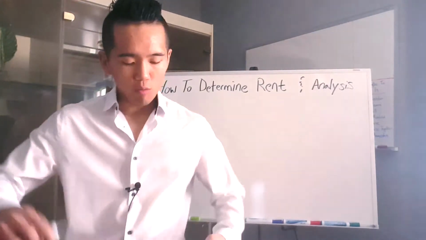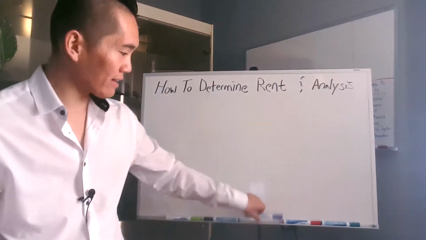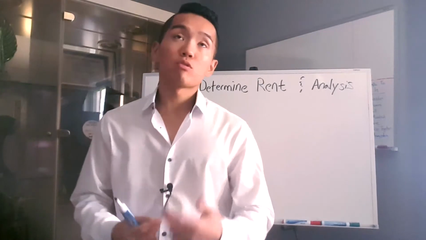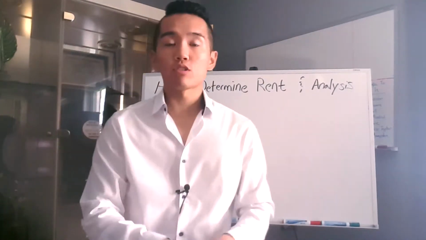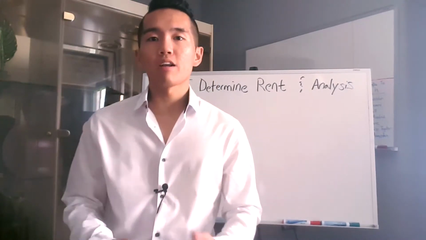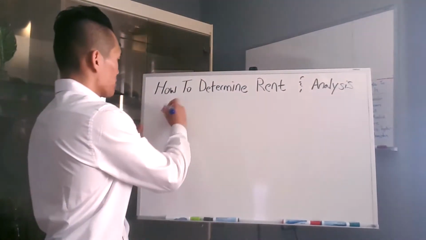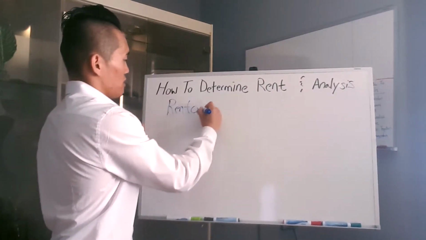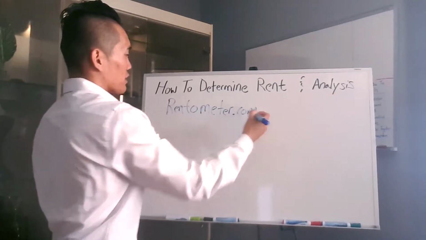One of the first places I'd like to go, I'm going to change color because I don't like plain black. I'm going to go with blue this time. There are two places. Number one, if I'm on my laptop or on my computer and I just need a really quick way to figure out how to determine rent, one of the sites that you should go check out is rentometer.com.